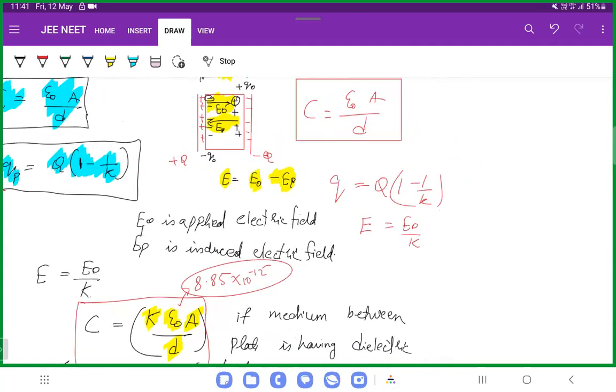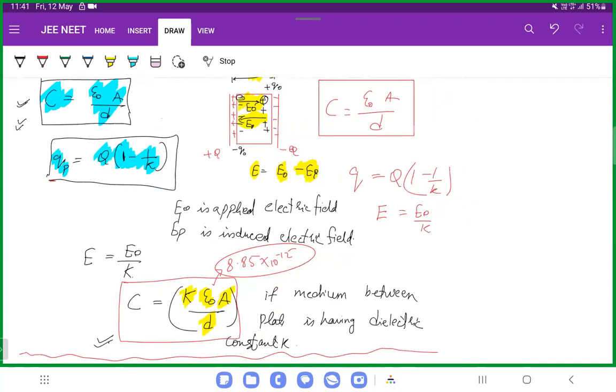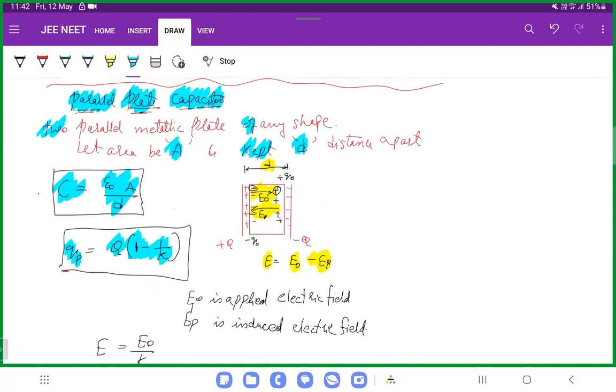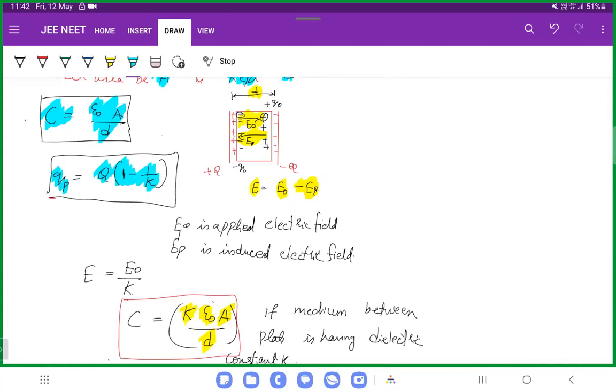Make a note of it, come on. I guess by now you remember the epsilon naught value, right? Not values, just one value: 8.85 times 10 to the power minus 12. And this K value will be given in the question. The dielectric constant value will be given in the question, because every material has a different dielectric constant. So we cannot remember all materials, and we don't have to. It should be given in the question.